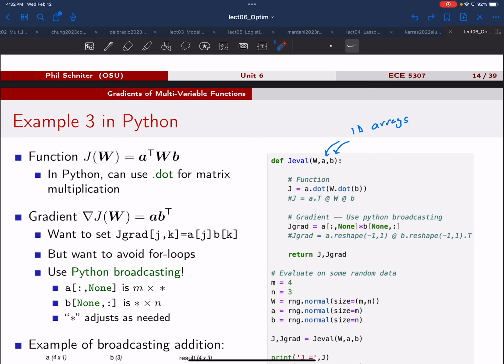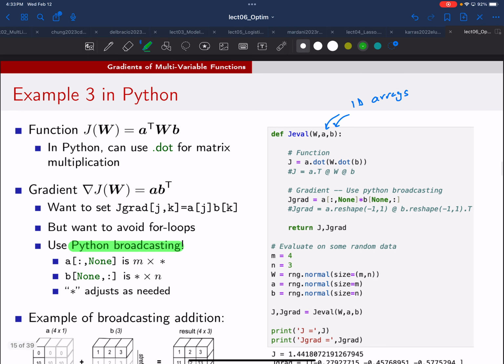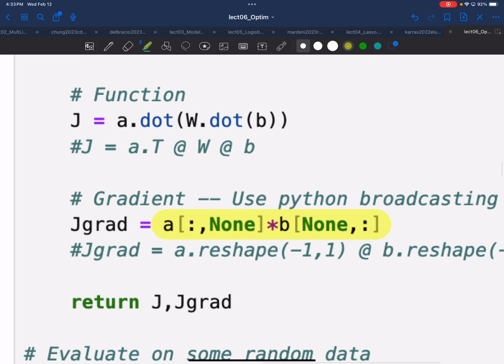You could do it by programming two nested for loops. You could go over all the indices to compute the values. But that would be very slow. And so a better option is to use Python broadcasting. This is what it looks like over here. And this is what's happening.